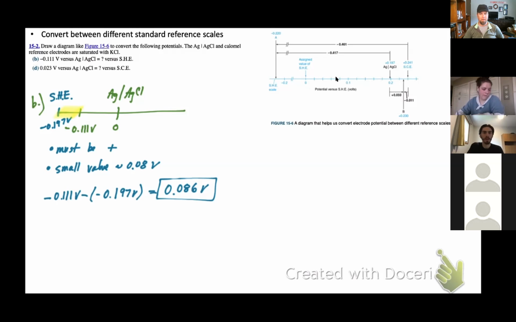So all I did is I went and I looked. You can pull it from this diagram. You can pull it from another problem. If you know the value, you can pull it from that. But notice that the difference between the silver chloride and the standard hydrogen electrode, we can pull from this scale. It is 0.197, where the silver chloride is larger. It's 0.197 greater than the standard hydrogen electrode. So that meant in switching the scales, this becomes negative 0.197.